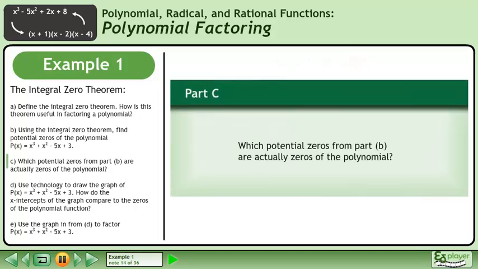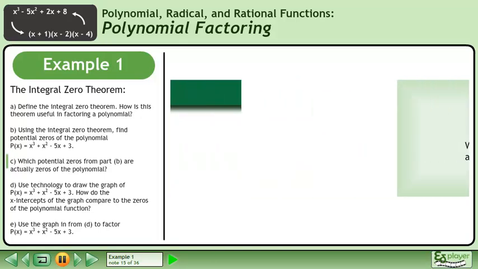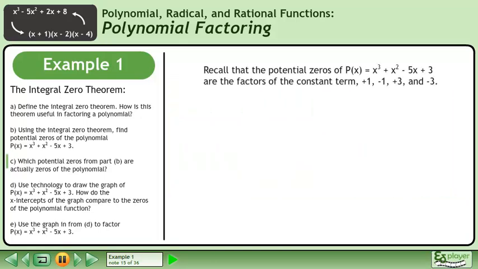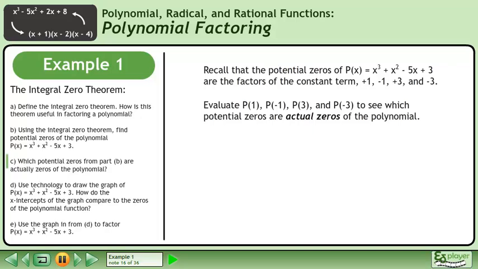Now we'll move on to Part C. Which potential zeros from Part B are actually zeros of the polynomial? Recall that the potential zeros of p of x equals x cubed plus x squared minus 5x plus 3 are the factors of the constant term: positive 1, negative 1, positive 3, and negative 3. Evaluate p at 1, p at negative 1, p at 3, and p at negative 3 to see which potential zeros are actual zeros of the polynomial.